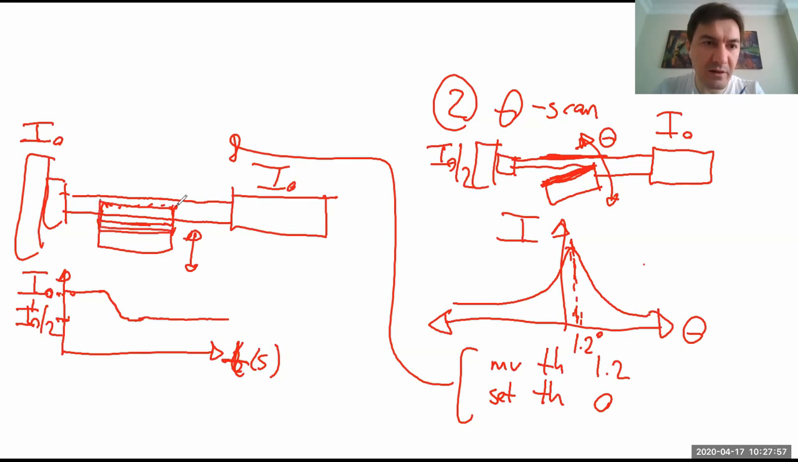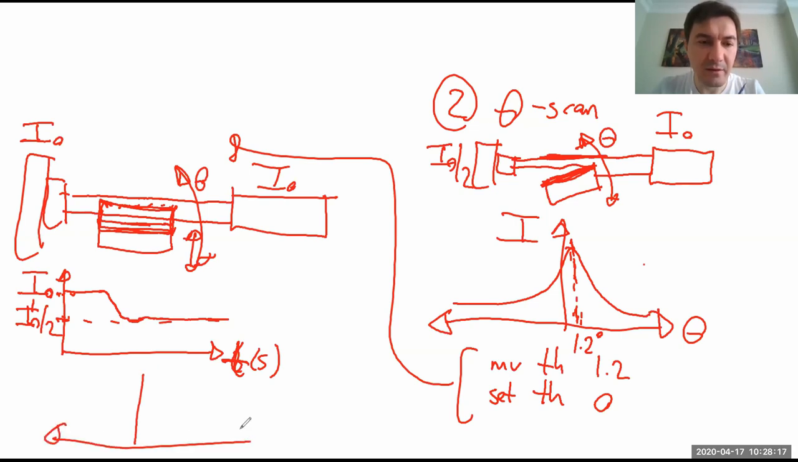Now the sample cuts half of the beam. Then we have half intensity. So after that process, again, repeat the theta scan. Okay. Then look for another measurement here, like this one.